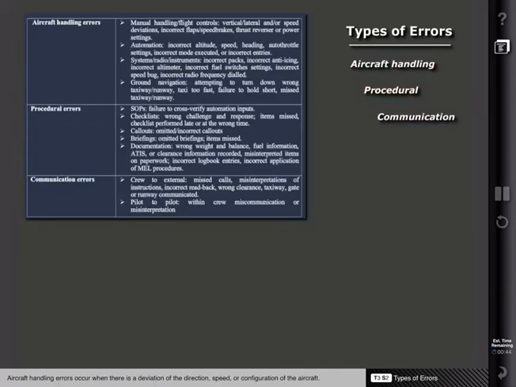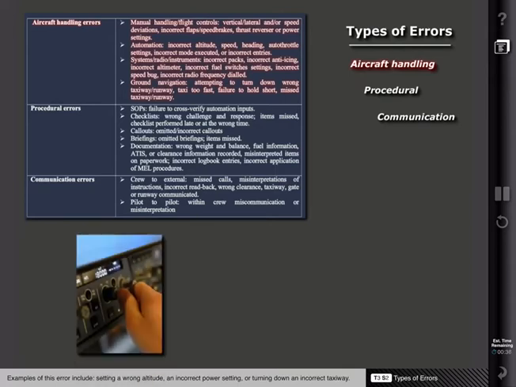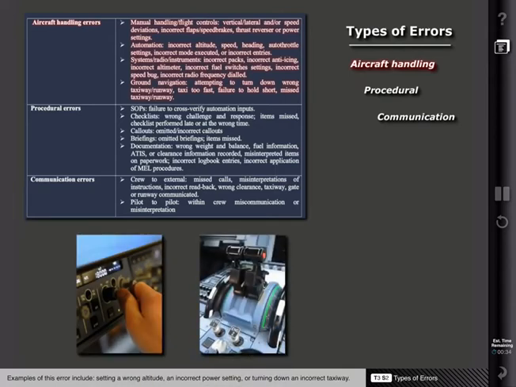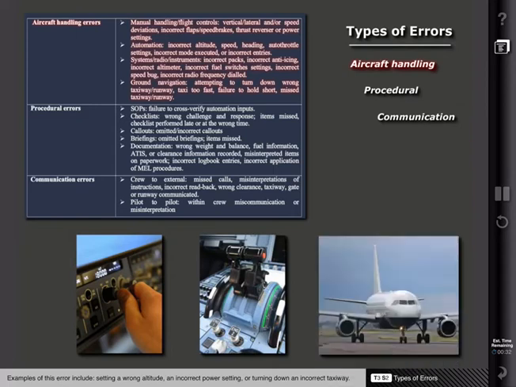Errors can be divided into three types: aircraft handling, procedural, and communication. Aircraft handling errors occur when there is a deviation of the direction, speed, or configuration of the aircraft. Examples of this error include setting a wrong altitude, an incorrect power setting, or turning down an incorrect taxiway.